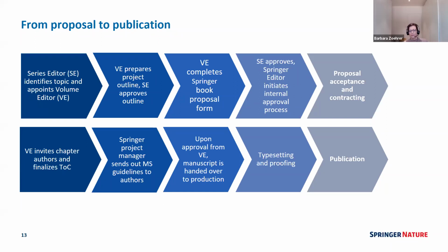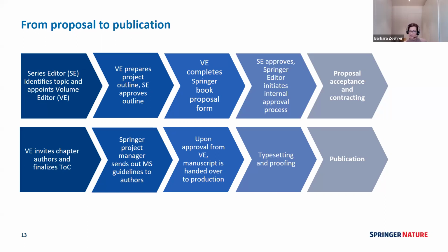This book proposal form basically includes the most important information about the book project: the title, who will be contributing, a tentative table of contents, a timeline, a realistic one for the manuscript submission. And then the internal and external approval process starts. So the series editors approve, the Springer Clinical Medicine Program Management approves, and then the proposal is accepted, and we issue a publishing agreement for the volume editor.